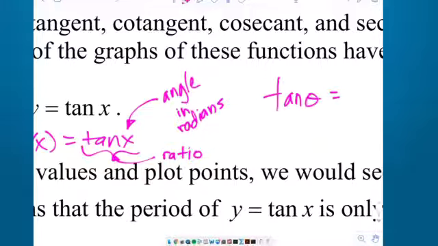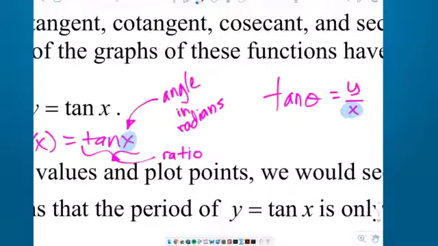What is the definition of tangent in terms of x, y, and r? Y over x. Good. So it measures the vertical aspect of the triangle to the horizontal aspect. Now the x in the definition of tangent and the x in tangent of x over here, those are different x's, aren't they? They don't mean the same thing. So we're using them in different contexts.